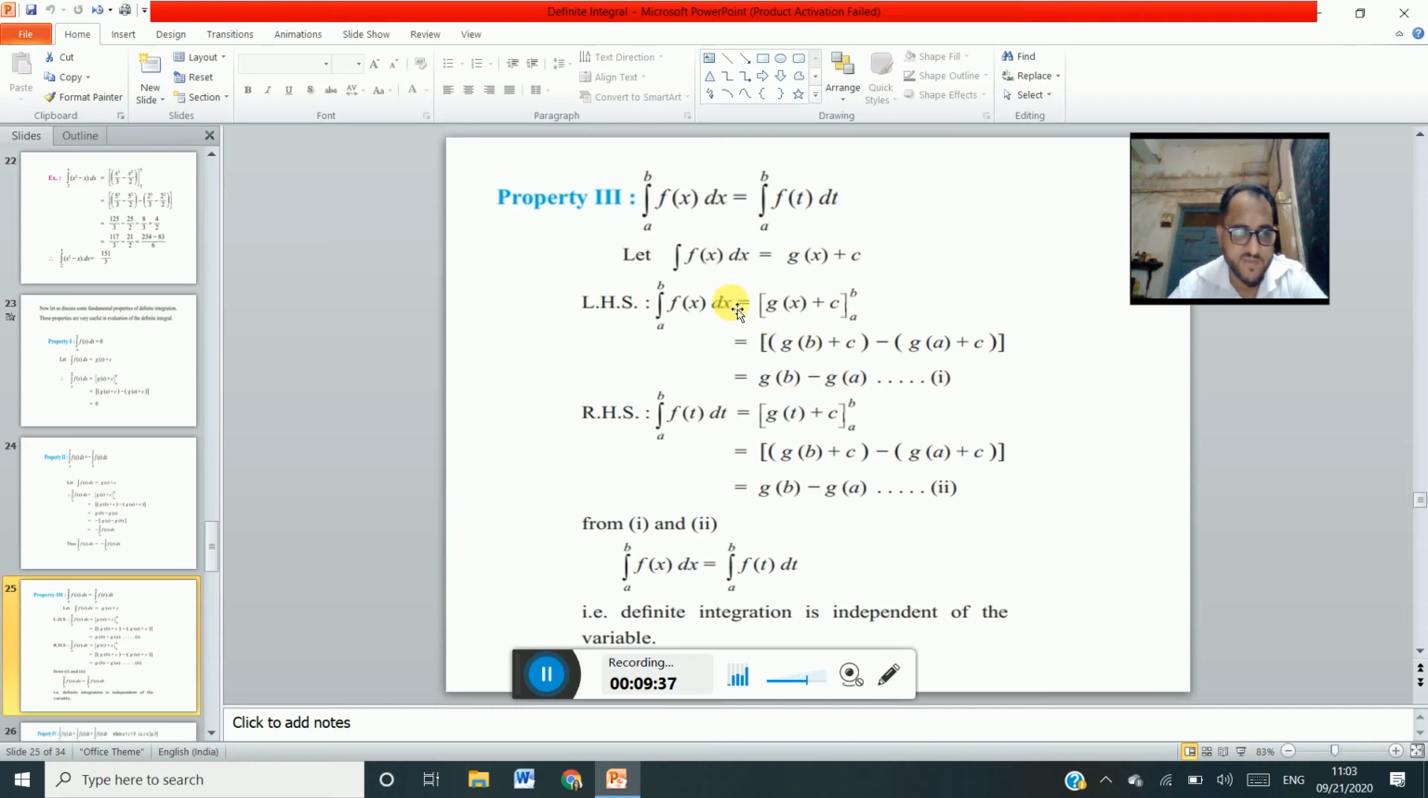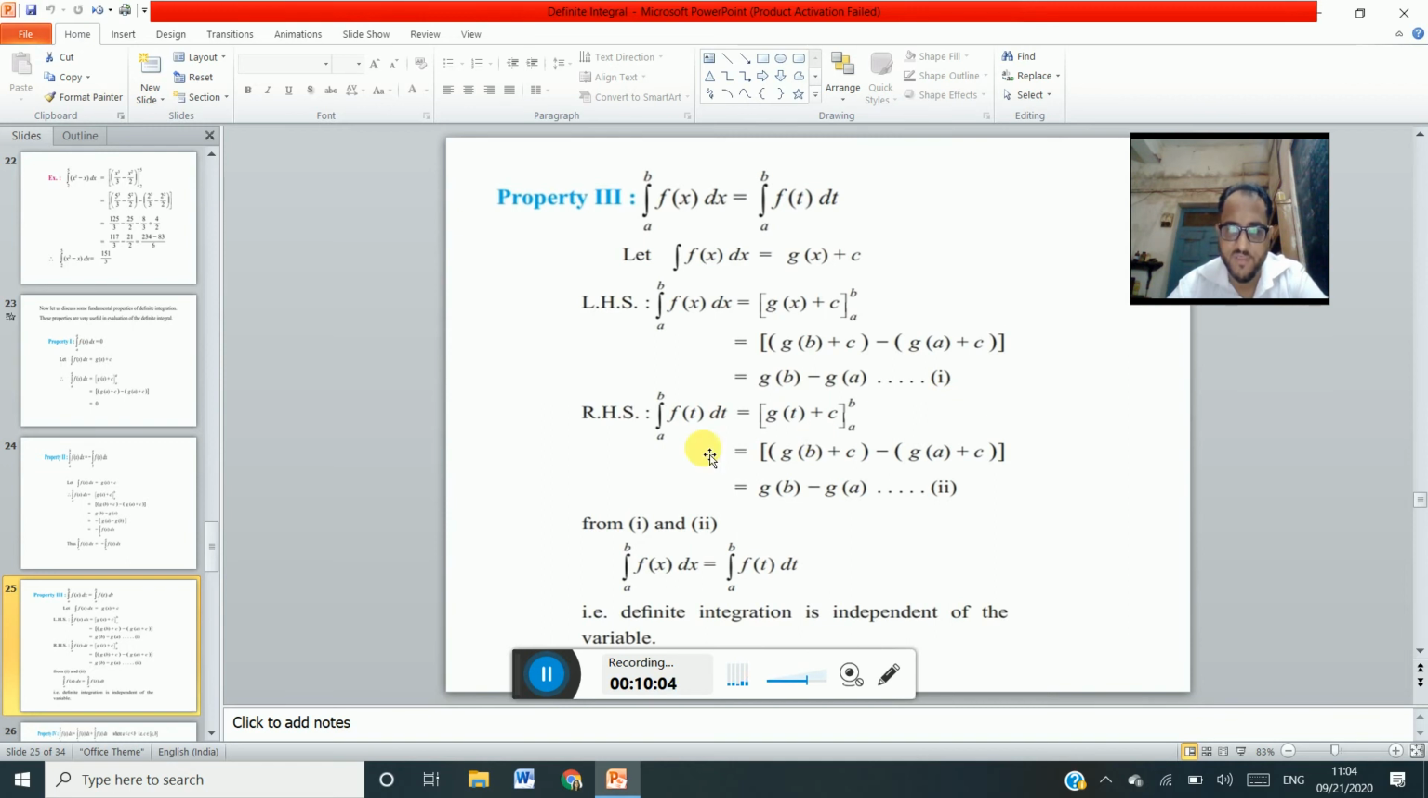So this property we prove. Let the integral of f(x) dx equal g(x) plus c. First find the result of the left side, that is LHS, the integral from a to b of f(x) dx, that is [g(x) plus c] from a to b. So that is g(b) plus c minus [g(a) plus c]. The plus c and minus c cancel, we get g(b) minus g(a).